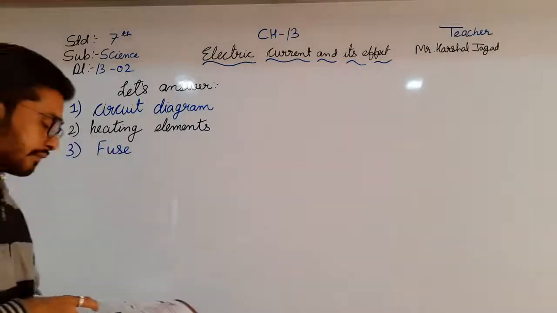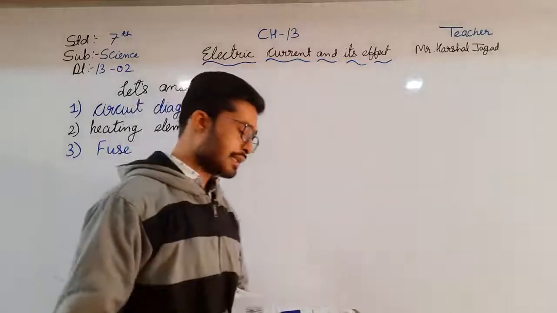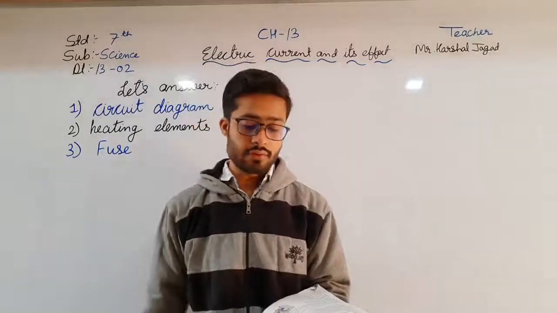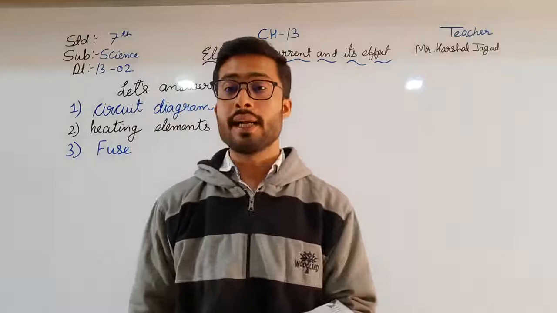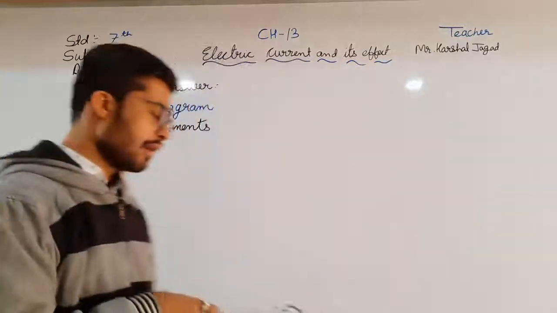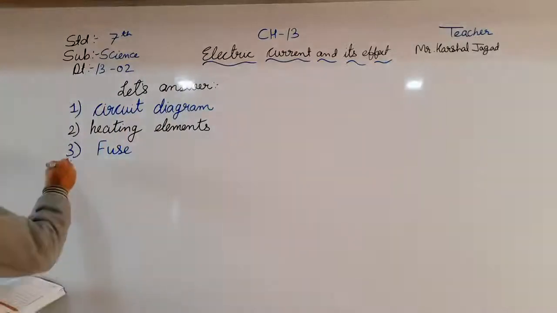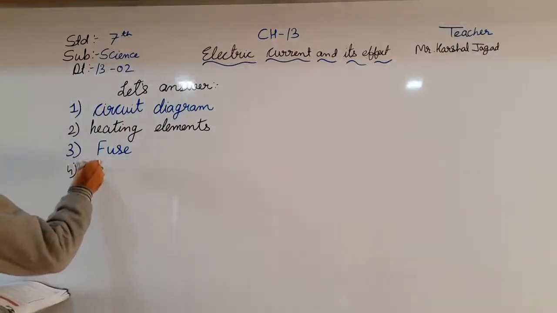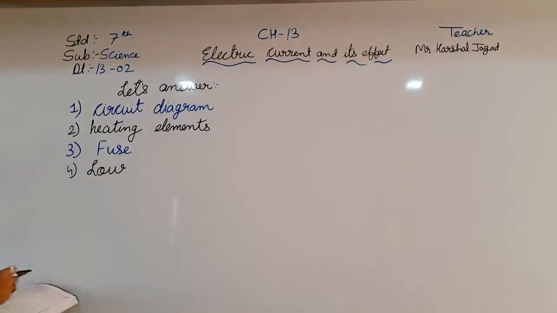Okay. Fourth one: materials used in fuse wires have dash melting points. Materials used in fuse wire have low melting points. Fourth answer: low melting point. So please write down the answers, students.